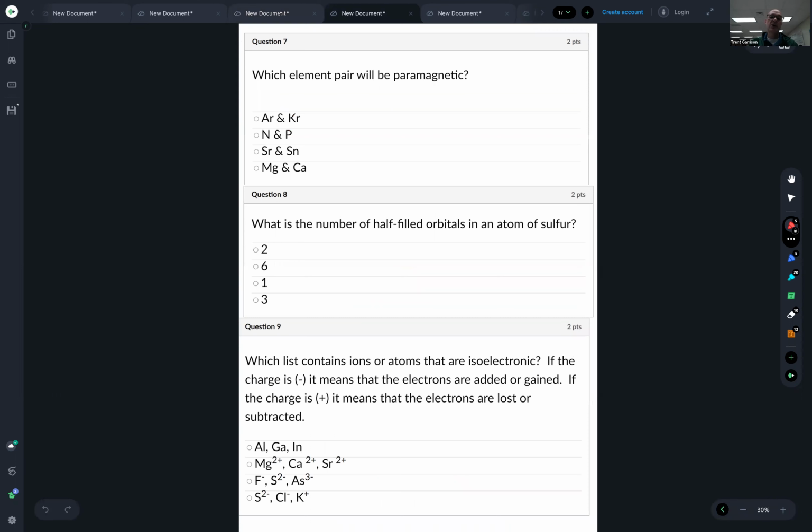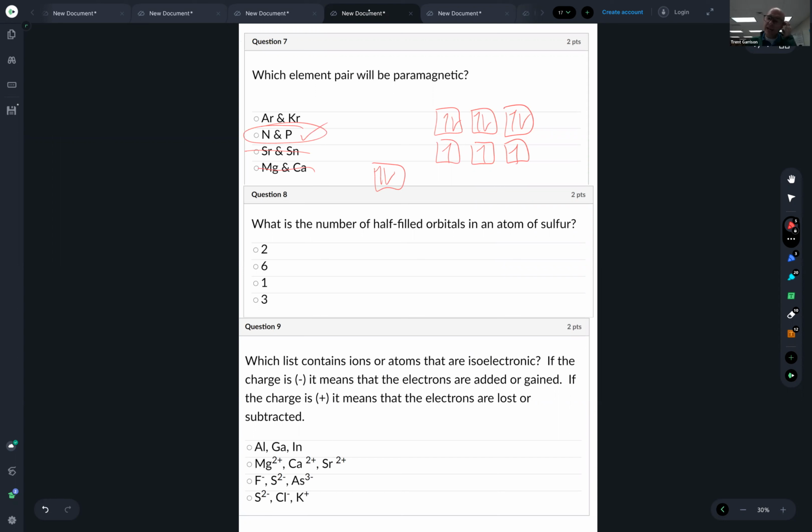What pair shows paramagnetic? Means that they have the same structure for orbital notation. So they should have the same number of arrows in their box. Ar and Kr all have 2 arrows. There is no magnetism. They're diamagnetic. Nitrogen and phosphorus are on top of one another, and they each have 3. So that's a likely candidate right there. Sr and Sn, they do not. This is in the S's and the P's. That one is out. Mg and Ca, they both have filled S's. They are out. So my choice is the N and the P.